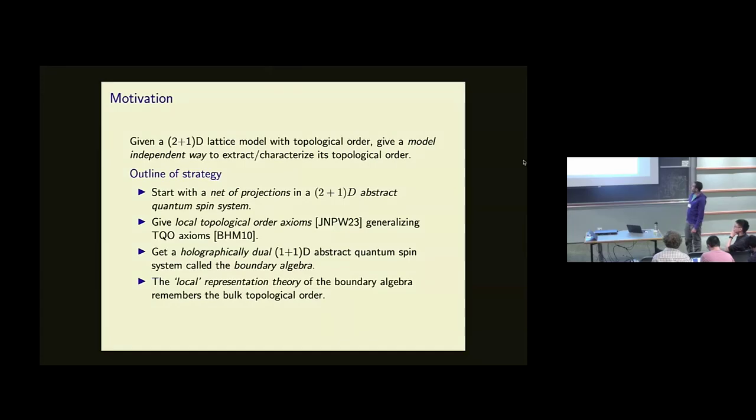You start with a net of projections in a 2 plus 1D abstract quantum spin system, so I'll say what that is in a second. We're going to give some local topological order axioms, which are really inspired by the TQO axioms of Bravyi, Hastings, and Michalakis. Then using these axioms, we're going to get something called a holographic dual 1 plus 1D abstract quantum spin system called the boundary algebra. And then we're going to say that the local representation theory of that boundary algebra is going to remember our topological orders. So that's the strategy for what we're going to talk about in the rest of today's talk.